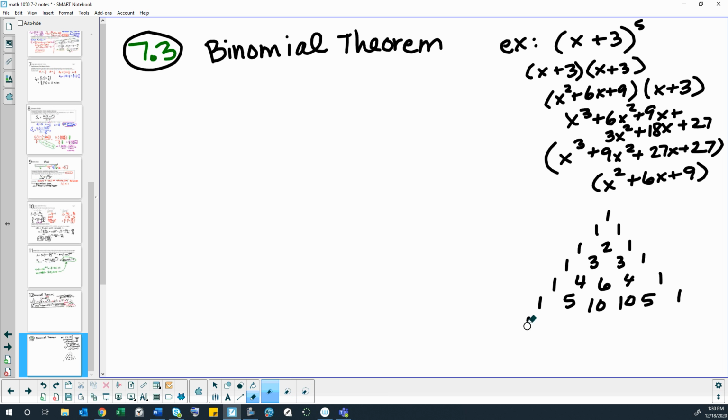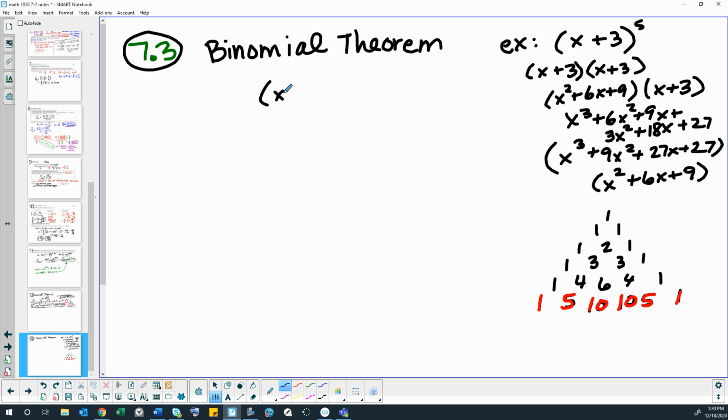The reason we can stop there is that because we're doing a 5th power, we would use this row right here for binomial theorem. These numbers can also be obtained by using what's called combinations, and that notation is in your textbook if you'd like to look at that closer, or probably in the video provided by the University of Utah. Okay, we're going to do this using binomial theorem.